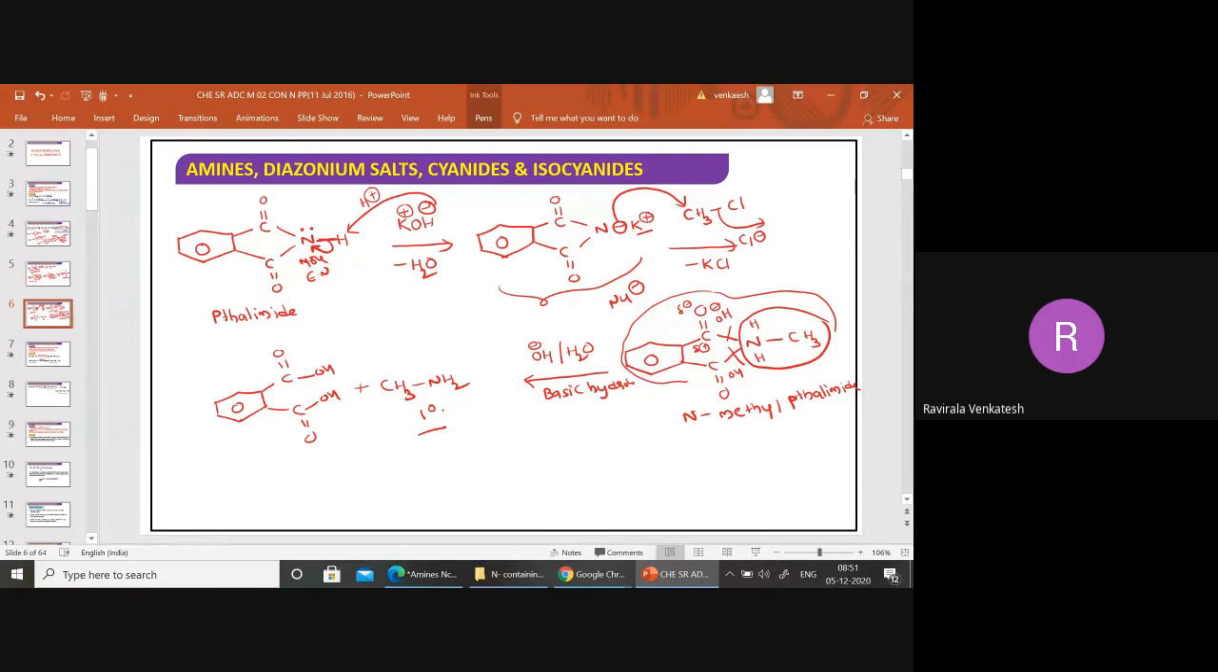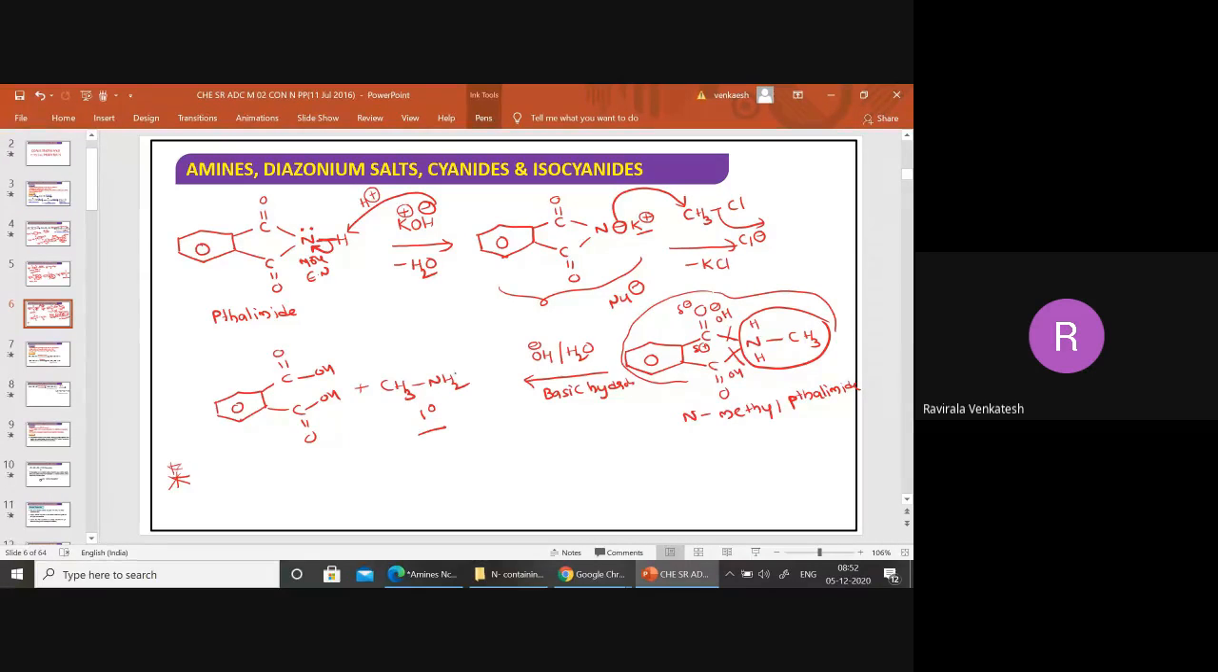So if they ask a question like this: which method can produce primary, secondary, and tertiary amines? First method, ammonolysis of alkyl halide. Second one, reduction of nitriles. Third one, reduction of amides. Fourth one, Gabriel phthalimide reaction. What will be the answer, beta? Ammonolysis. Right, ammonolysis reaction.